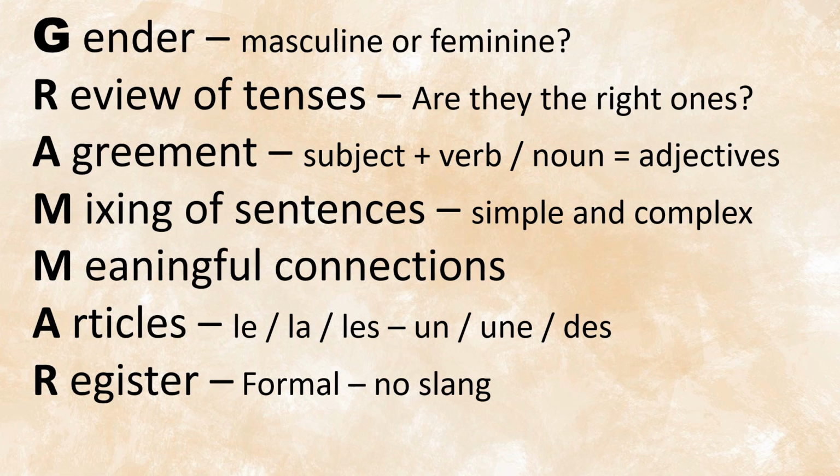A for articles, remember le, la, les, un, une, des, and don't forget them. Remember, if you want to say I like chocolate in English, you still need to have your article in French. J'aime le chocolat, so don't forget them. And to finish, the R for register, remember, it's a formal register, so we don't expect to see any slang words.